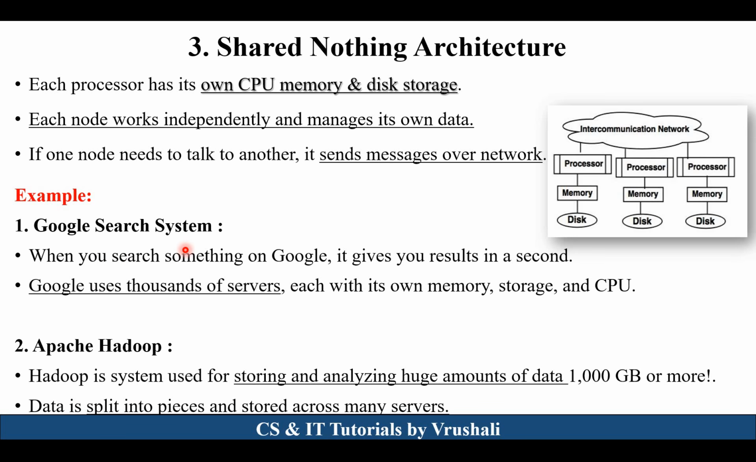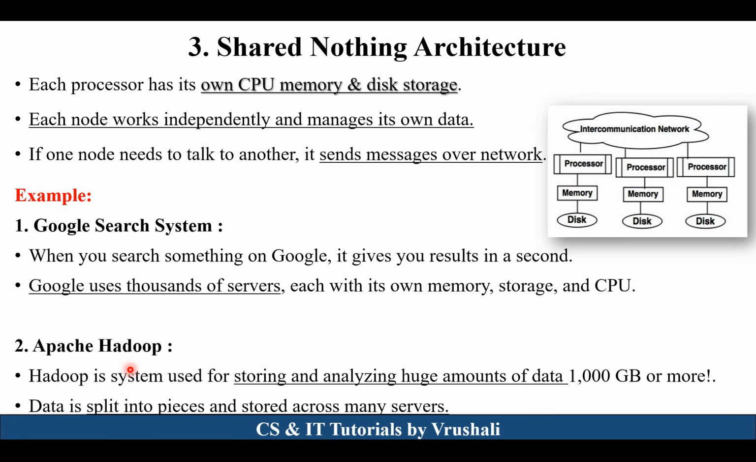Let's take an example of the Google search system. Suppose you want to search something on Google, you get the result within a second, right? At the same time, multiple people are searching on Google, right? So Google uses thousands of servers and every server has its own memory, storage and CPU. That's why every task is performed more efficiently and accurately.